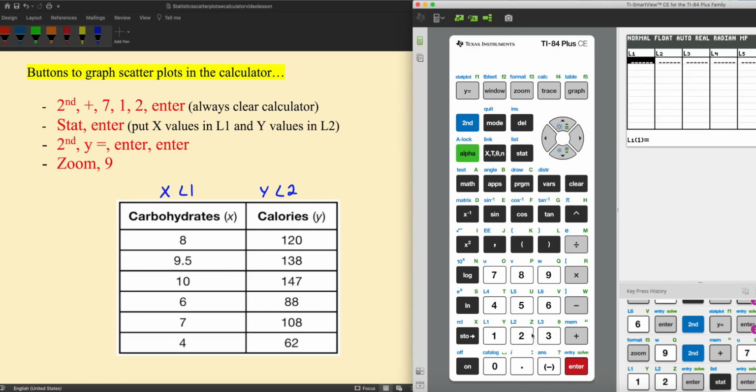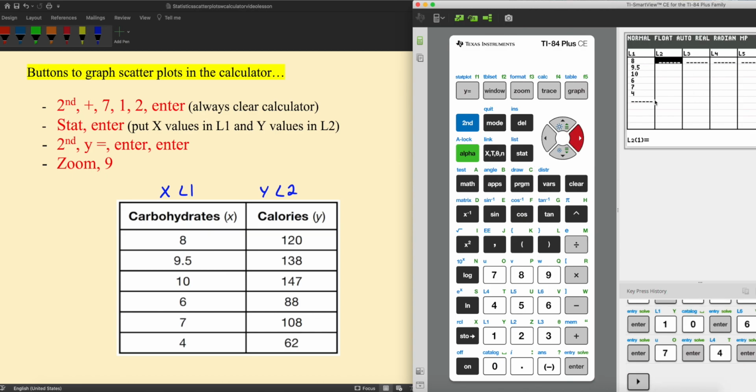And then, of course, 8, 9.5, 10, 6, 7, 4. Now, to get to the L2, you hit the right arrow. Now, notice the calculator is ready for you to enter the L2 column. So now it's 120, enter, 138, 147, 88, 108, and 62.